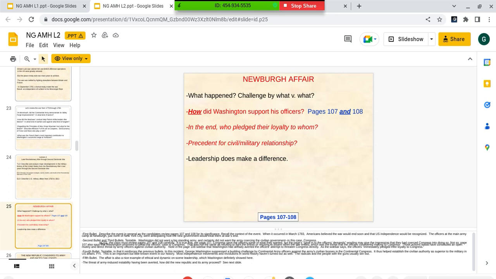And Washington helped support his officers. He influenced Congress to give them all the pay they were due. In the end, eventually the officers ended up pledging their loyalty to Congress, and this was a precedent for the civil-military relationship. After this, General Washington wasn't really trusting of a strong military, active army focus. After this, General Washington decided that the new nation, after the Revolutionary War, should really heavily emphasize militia.